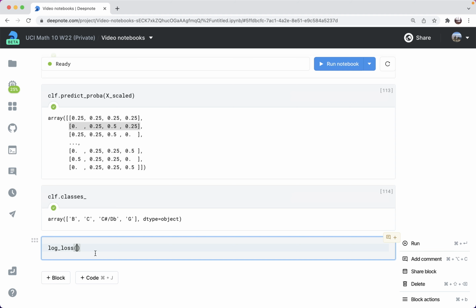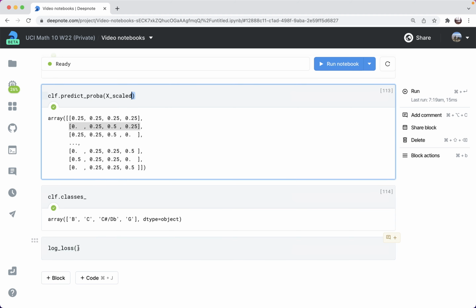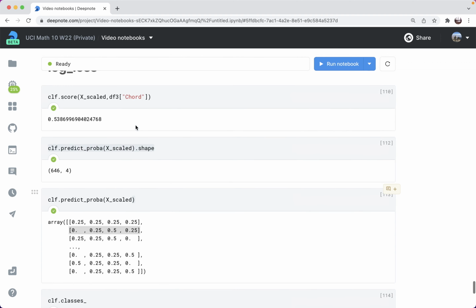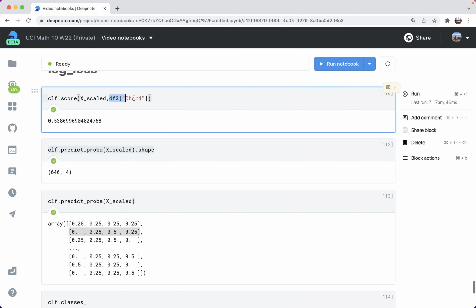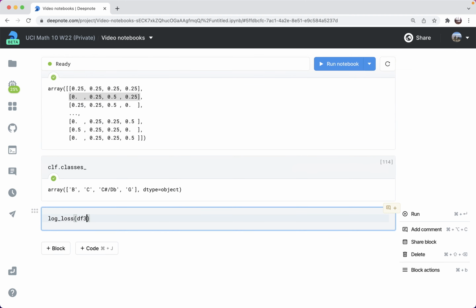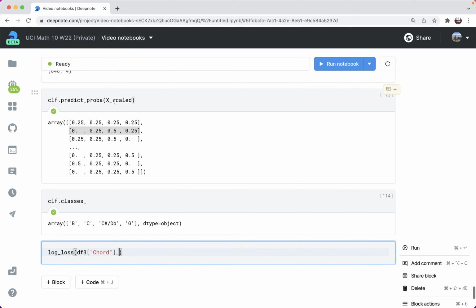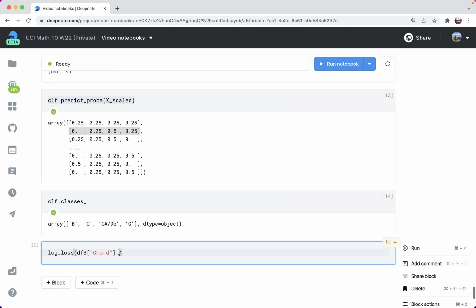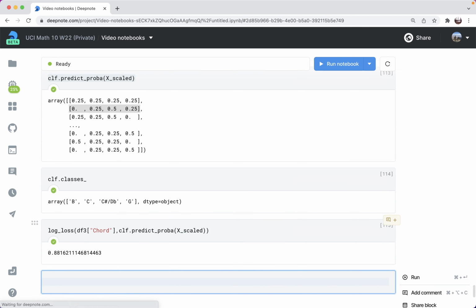And so then we can use this log loss. What it wants is the true values to come first. So up here I said df3 chord, so I can say df3 chord for my true values. And then it doesn't just want the predictions where we would count them. It actually wants the predicted probabilities, so using this predict_proba. And so here we get 0.88.